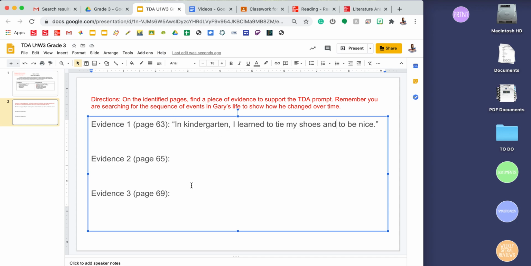As you work through, you are going to find more pieces of evidence on these pages that show that Gary is growing up and developing as a character. So the first piece of evidence was about kindergarten. The next piece of evidence will be about later in his life, and the last piece of evidence will be at the end of the story.